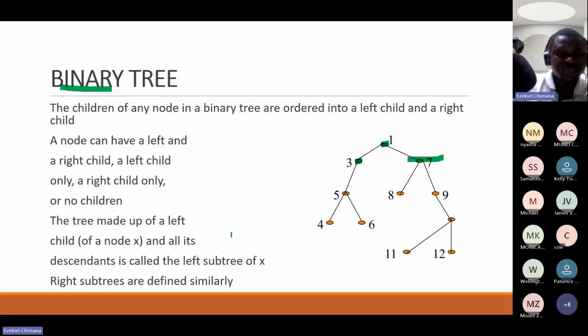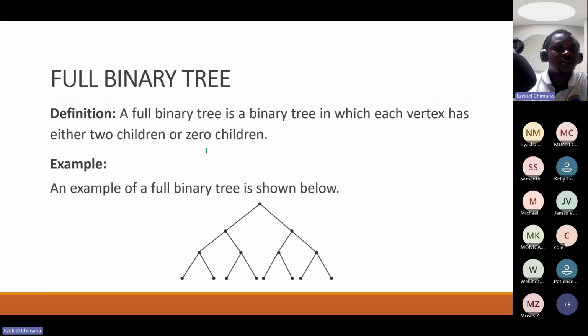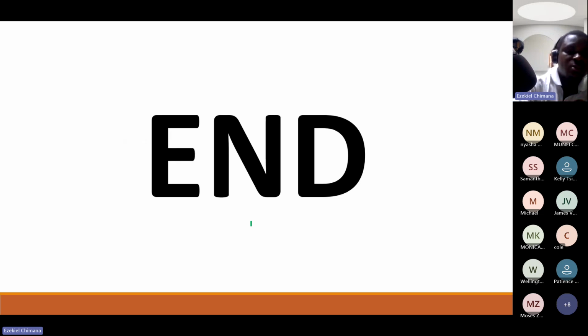So descendants is called the left subtree of X. So the full binary tree means that each and every node will always have 2 children. Not more than that, not less than that. That's the full binary tree. So that's the end of this slide.